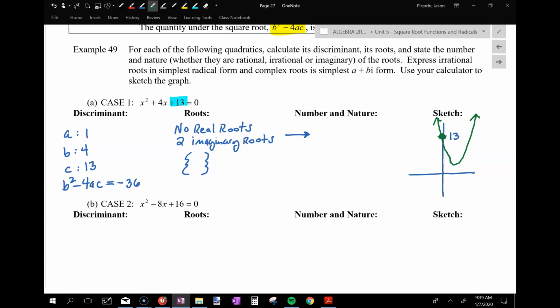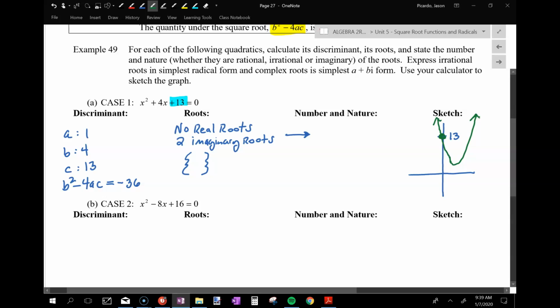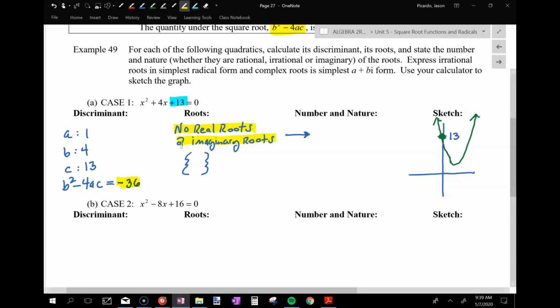Cool, right? Is that a perfect sketch? No, but it's good enough in the fact that I know the y-intercept, I know the shape of the parabola, and I know it doesn't cross the x-axis. That good? Okay. So here's what I want you to know right now. If my discriminant is, what was special about this discriminant? It was negative. If my discriminant is negative, then I have no real roots. I have 2 imaginary roots. So far, so good? All right, cool.